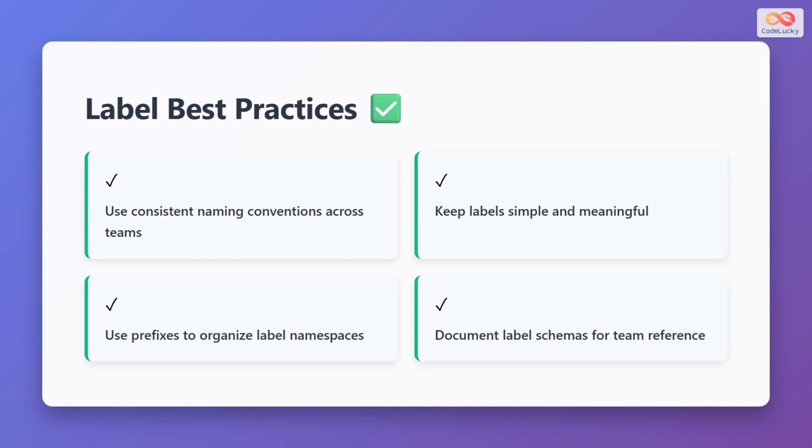To get the most value from labels, follow these best practices. Use consistent naming conventions across your teams to ensure everyone understands what each label means. Keep labels simple and meaningful, avoiding overly complex or cryptic names that confuse team members. Use prefixes to organize label namespaces, especially when multiple teams work on the same cluster. This prevents naming conflicts and makes labels more maintainable. Finally, document your label schemas for team reference, creating a shared understanding of which labels to use and when. These practices help you build a well-organized, manageable Kubernetes environment that scales with your needs.